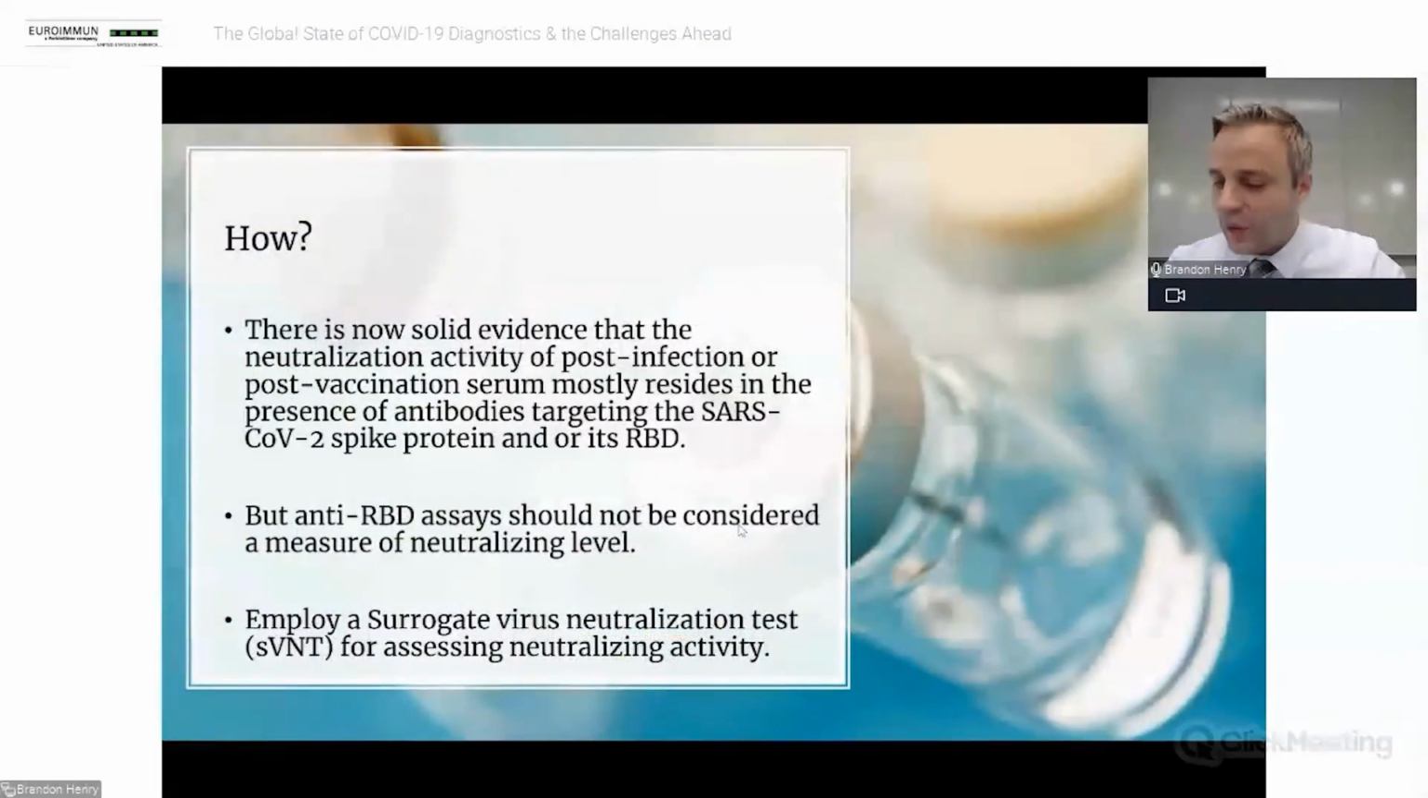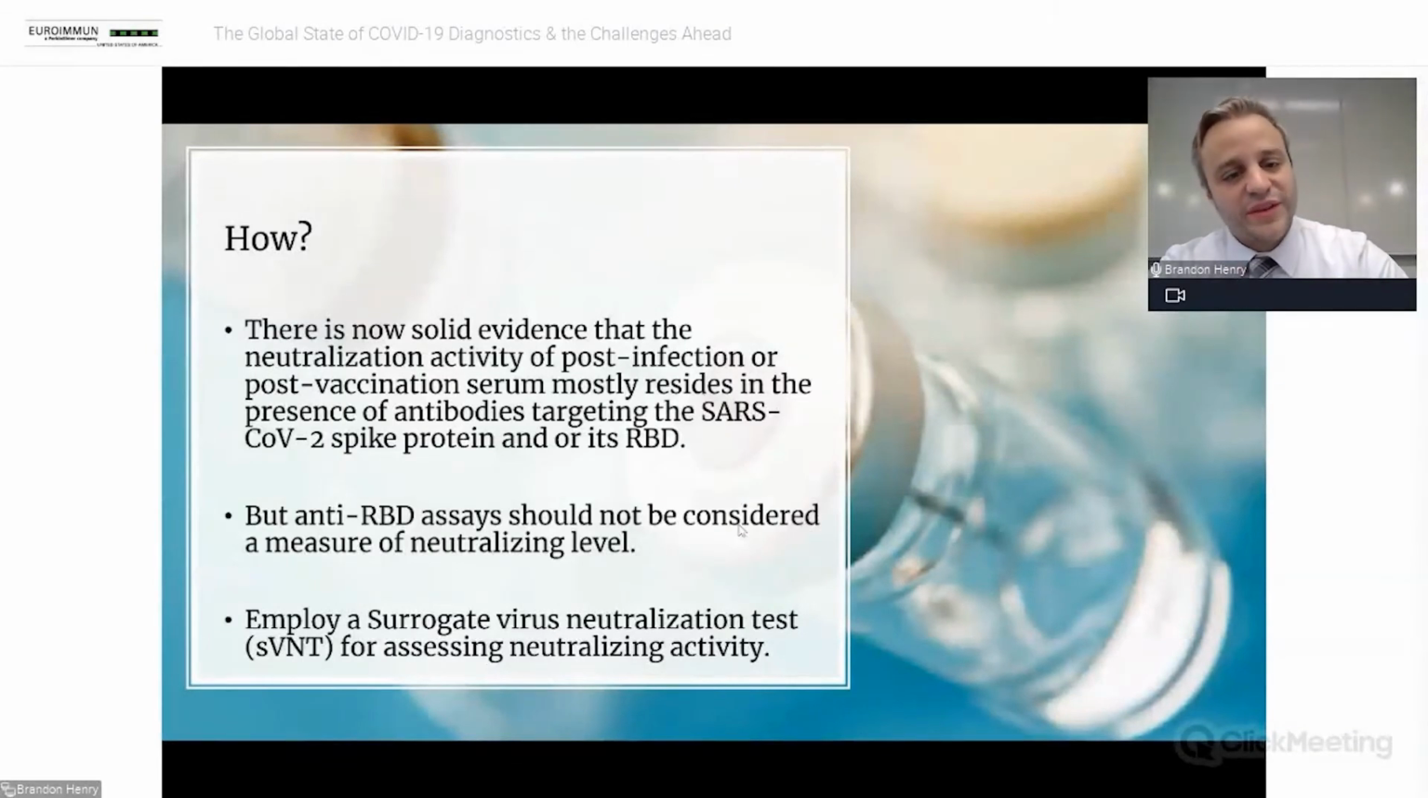Now comes the how. How should we do seromonitoring programs? How should we assess vaccine efficacy? We talked a little bit about it before, but now we're going to really focus on how we should do serology. There is now solid evidence that the neutralization activity of post-infection or post-vaccination serum mostly resides in antibodies targeting the spike protein or its receptor binding domain.